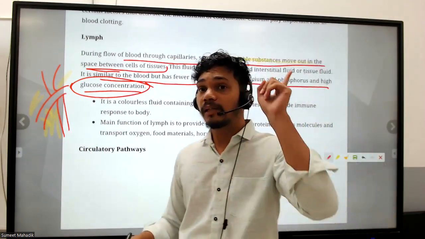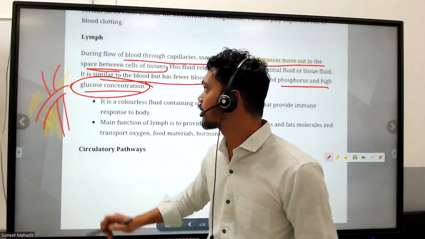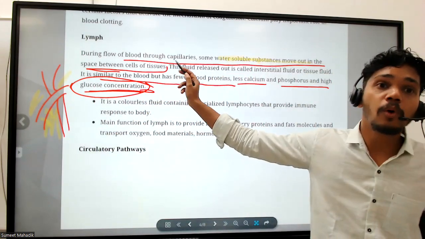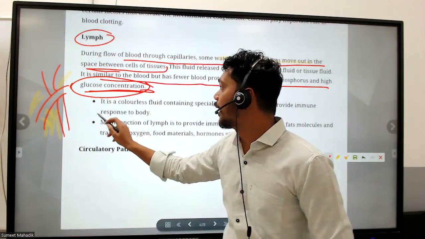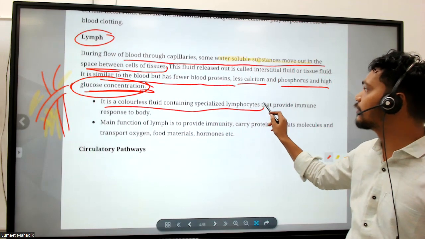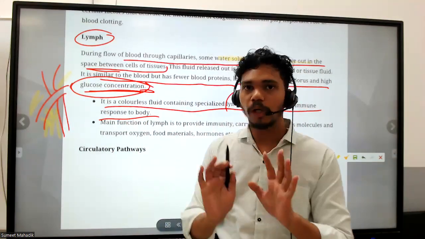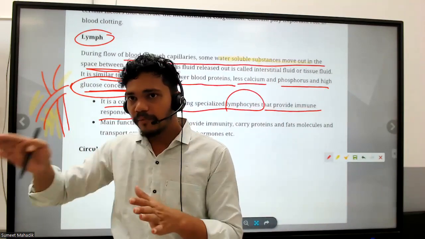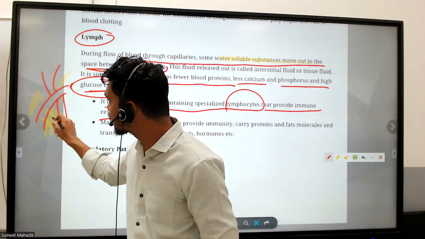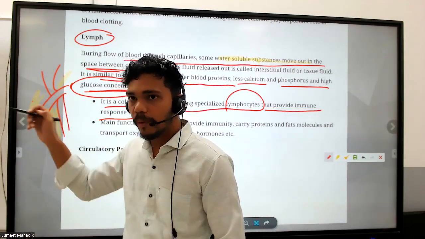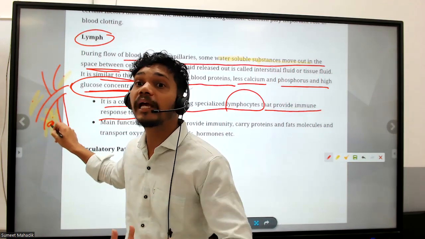Similarly, I have given an example from botany in zoology right now. There are similar factors here also. Glucose concentration is more in the lymph. It is a colorless fluid containing specialized lymphocytes that provide the response of the body. What exactly is lymph, in a nutshell? In the blood vessel there are WBCs, everything is there. They can take care of any infection. What happens if these spaces are empty? If the bacteria is very smart and is just sitting in these spaces, who will take care of that?